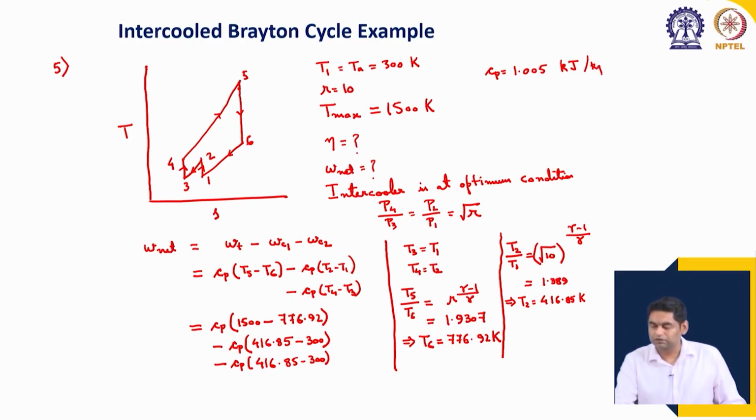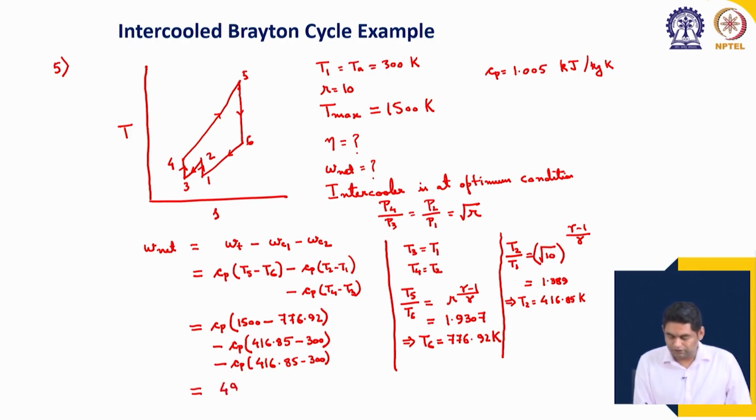Always focus on the units, units are very important. So, you should always write the units for any of these values and try to see that the units are correctly defined. So, this gives us a overall value of 491.83 kilojoule per kg.